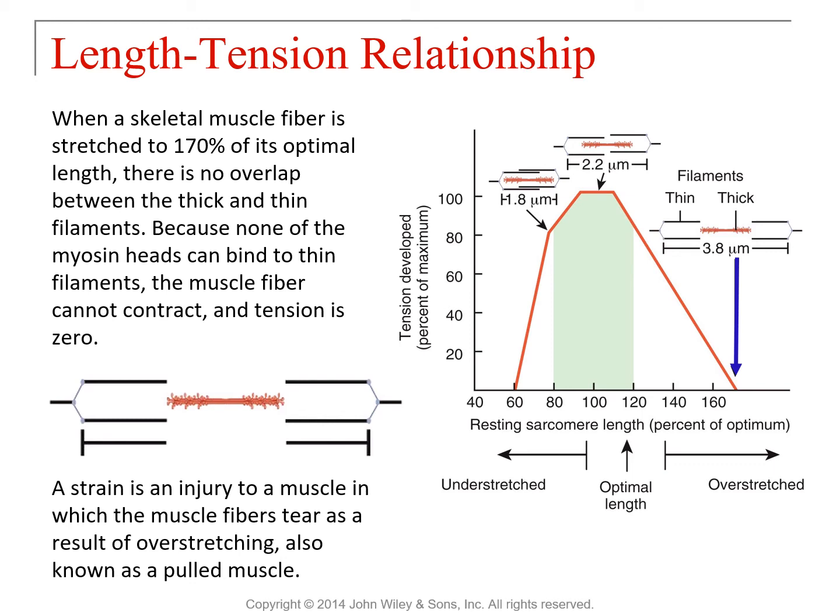And so by the time you get stretched out to this point, you have what's called a strain, which occurs when the muscle fibers tear because of overstretching. This is something that's also commonly known as a pulled muscle. So whenever you pull a muscle, it just basically means that the sarcomeres in that muscle have been stretched out further than they can actually bear.